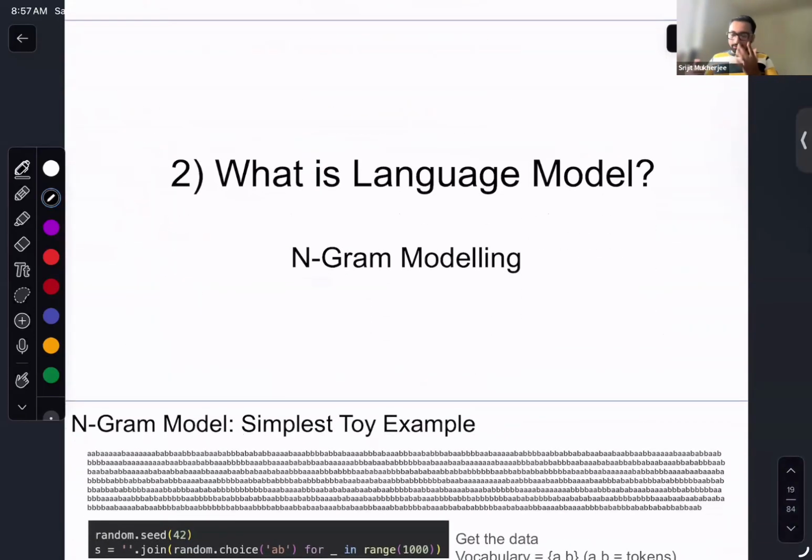So this is the first simple language modeling that has been done. It's called n-gram modeling. First I will do 1-gram modeling, and then I will go to 2-grams, and then to n-gram.